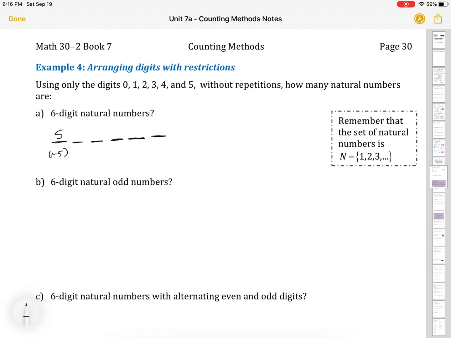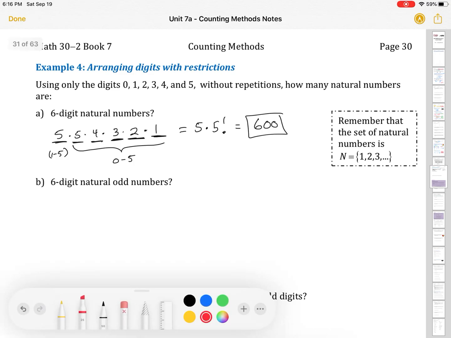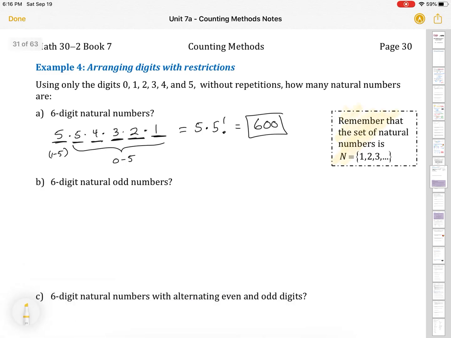So the first choice has to be 1 to 5, because if you had a 0 in there, it would be a 5-digit number. So there's only 5 options there. After we take away one of our digits, we're left with 5 more options, then 4, then 3, then 2, then 1. Because here we can have any of 0 to 5, except for the one that's already been used. So basically it's 5 times 5 factorial, which is equal to 600.